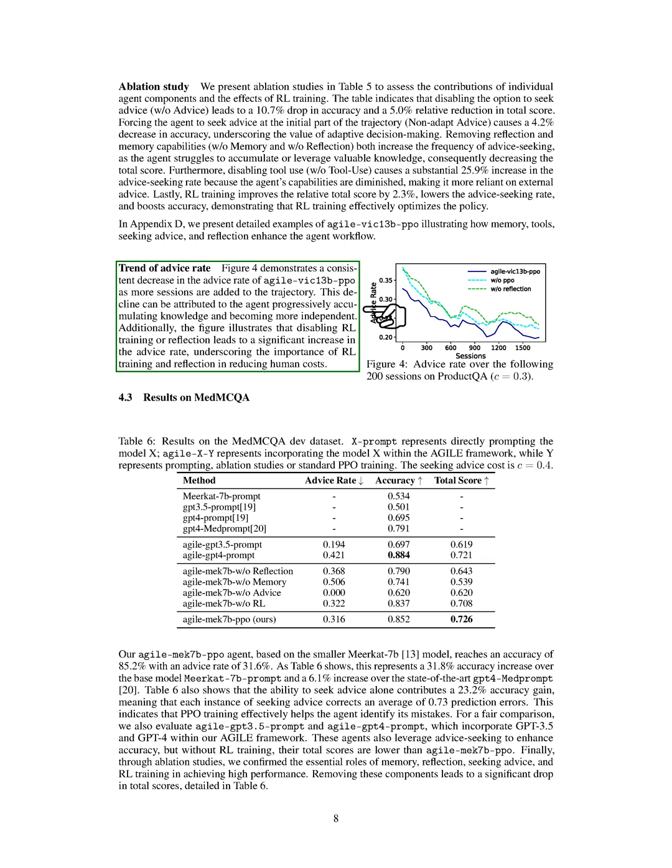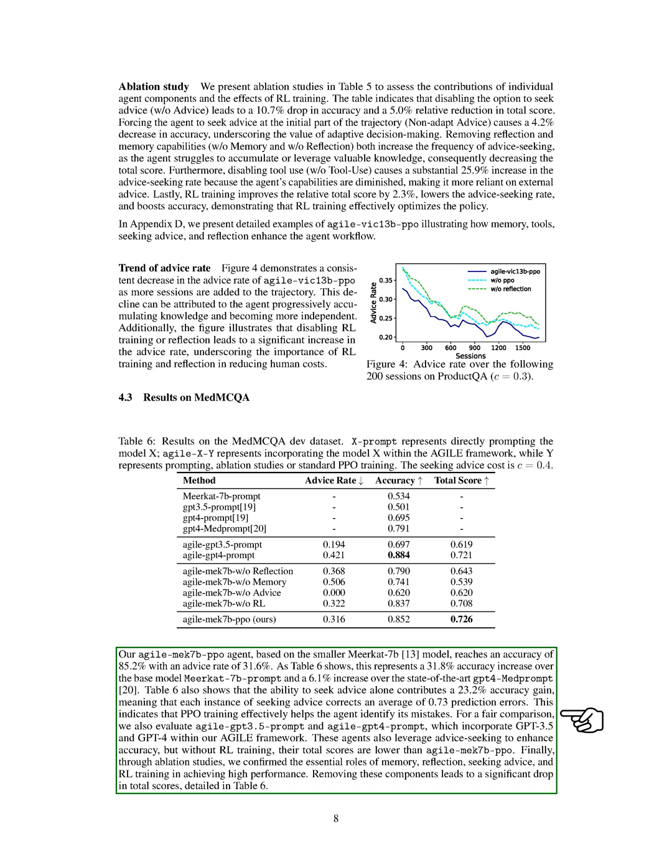Section: Results on MedMCQA. In this section, we present our findings on MedMCQA. We developed an AGILE Meerkat 7B PPO agent based on the Meerkat 7B model, achieving an accuracy of 85.2% with a 31.6% advice rate. Compared to the Meerkat 7B prompt base model, our agent showed a 31.8% accuracy improvement and a 6.1% increase over the GPT-4 MedPrompt state-of-the-art model. Seeking advice alone contributed to a 23.2% accuracy boost, correcting an average of 0.73 prediction errors per advice instance. The PPO training effectively helped the agent recognize its mistakes.